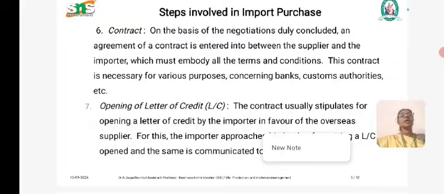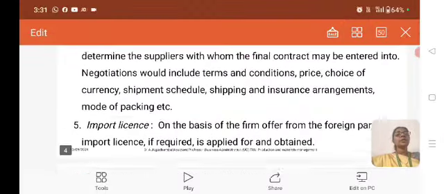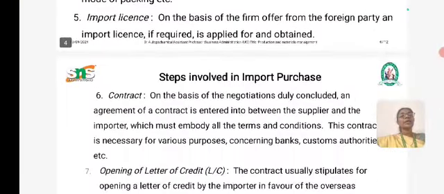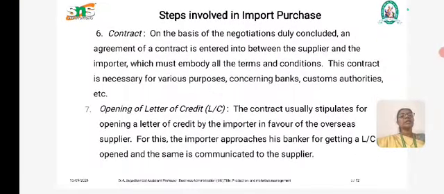In that, there are 7 steps involved in import purchase. First one is need identification. Based on that need we do the in-depth study. Then third one is source identification. Then fourth one is negotiation. Then fifth one is import license. After that is contract, then opening of letter of credit. These 7 are the steps involved in import purchase.